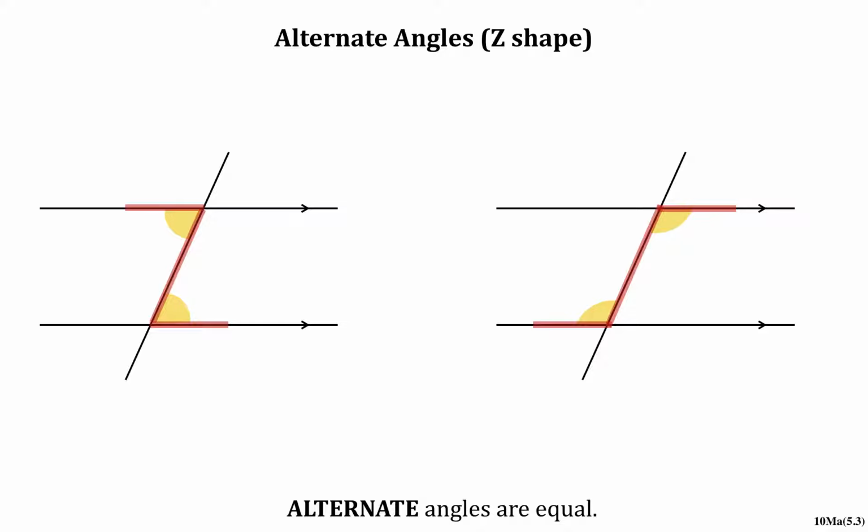And the other thing we can do, which a lot of people don't realize often, is if those angles are equal, those alternate angles, that means the lines are parallel. And if the lines are parallel, that means the angles are equal. So it works both ways.